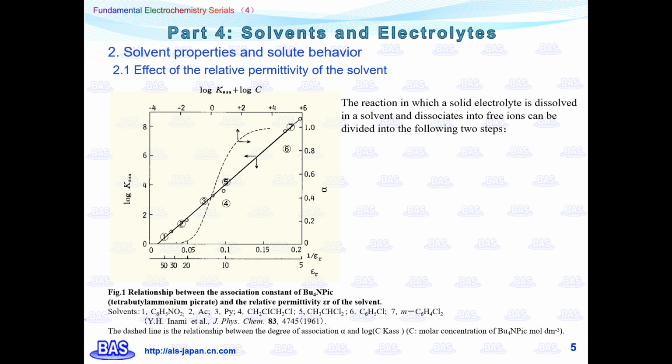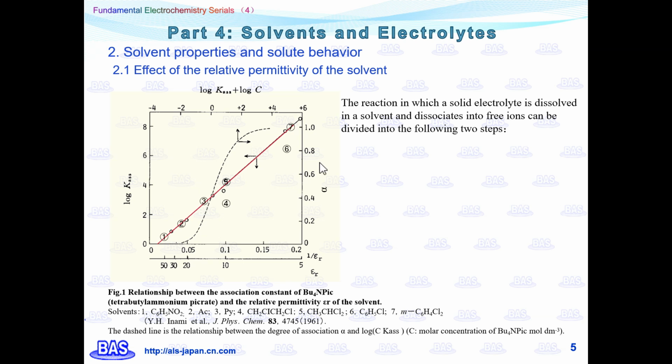Let's have a look at the relationship between the log Kass of tetrabutylammonium picrate, with a large alpha value, and the reciprocal of epsilon r. It can be seen that there is a good linear relationship between them. Assuming an analytical concentration of C molarity for the tetrabutylammonium cations and picrate anions in solution, a relationship between the degree of dissociation alpha and the log C Kass is shown in the dashed line.